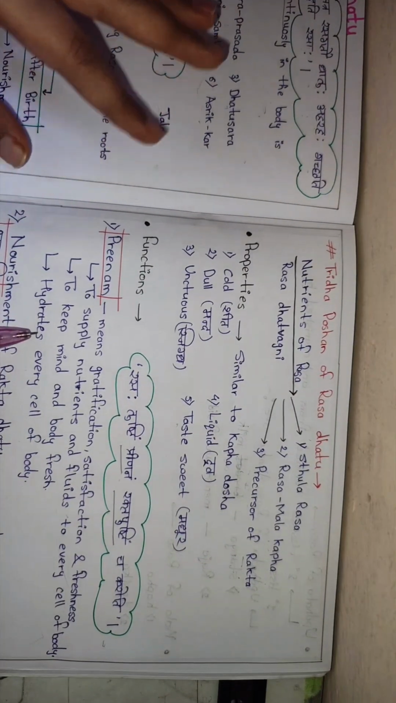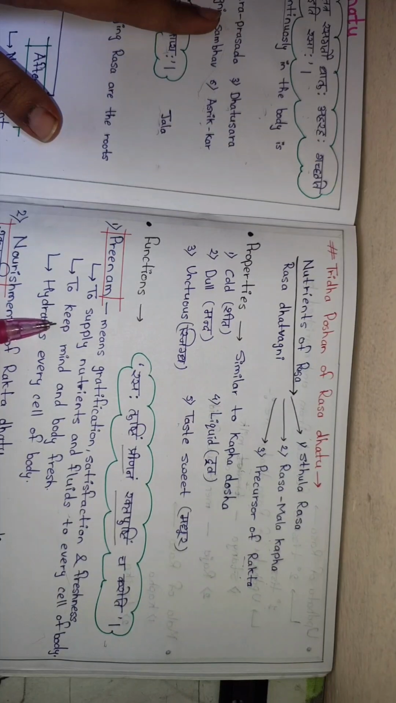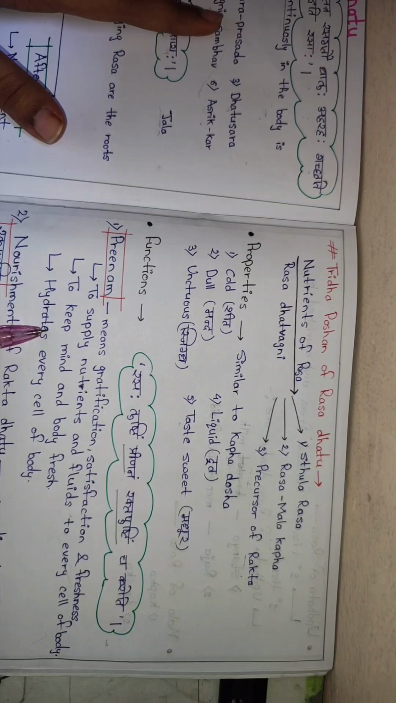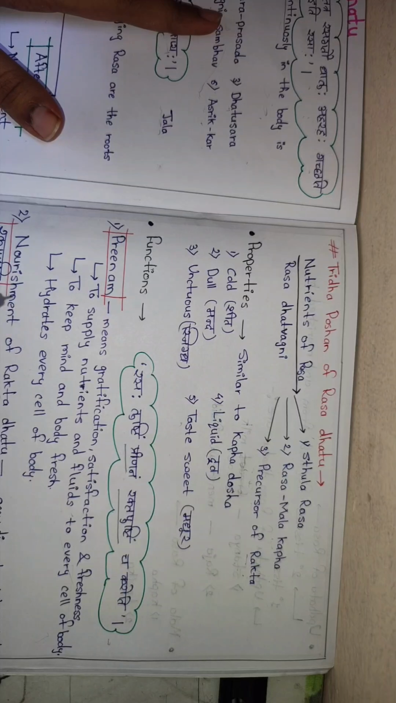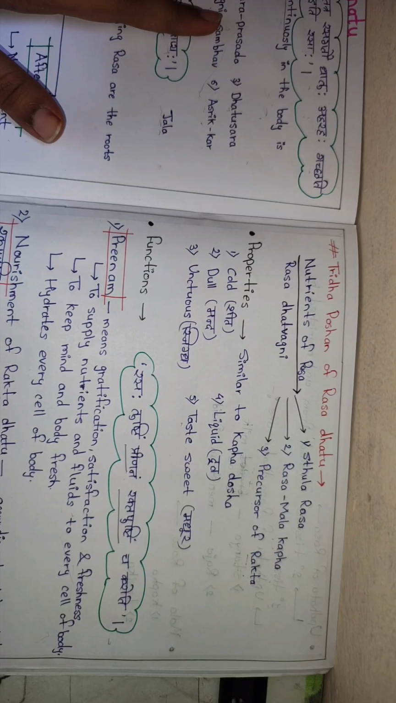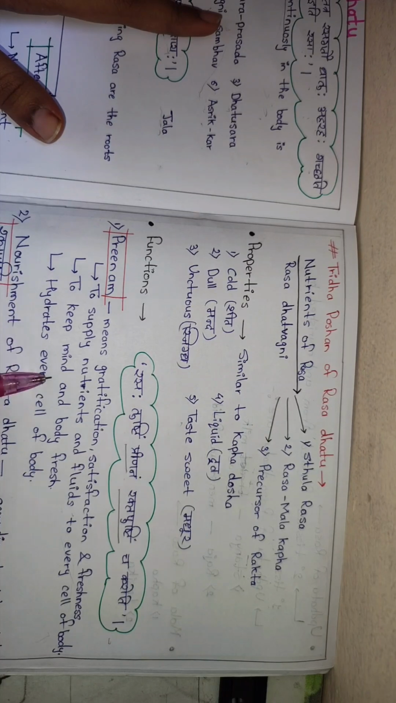अब यहाँ पे जो प्रीनम फंक्शन है रस धातु का, वो हम प्लांट्स के साथ कंपेयर कर सकते हैं. As if एक ड्राई प्लांट है और उसे हमने पानी दिया तो उसमें फ्रेशनेस आ जाता है, उसके लीव्स ग्रीन होने लगते हैं. तो this water it hydrates the plant. In the same way रस धातु functions in our body. It keeps each and every cell in our body hydrated, and it keeps mind and body fresh.